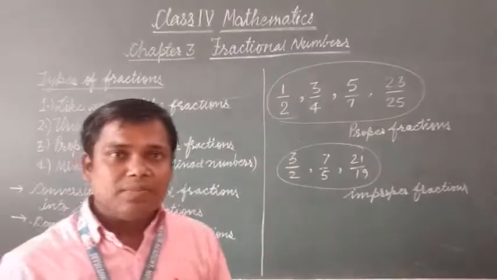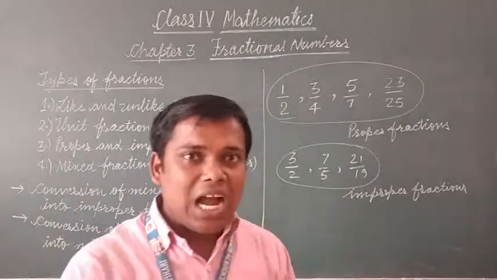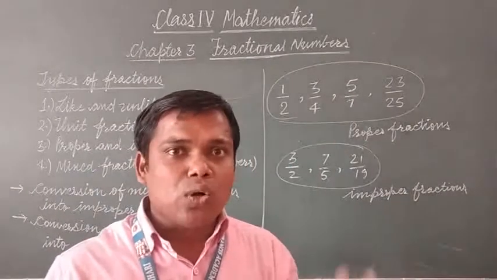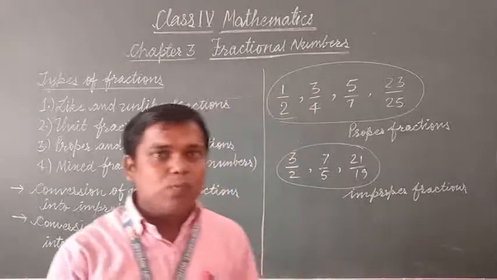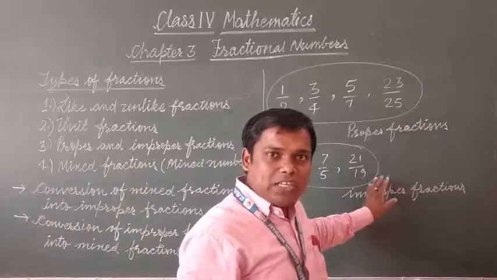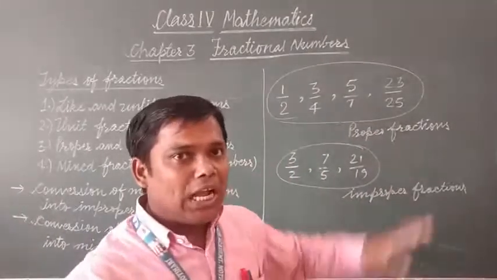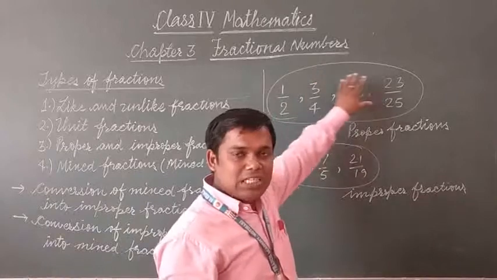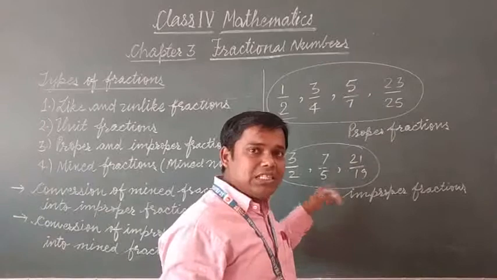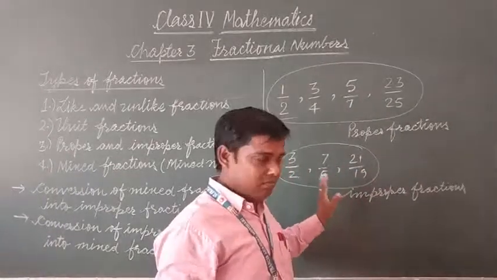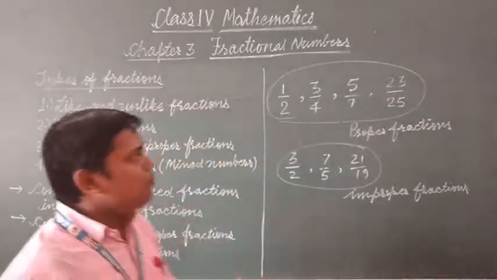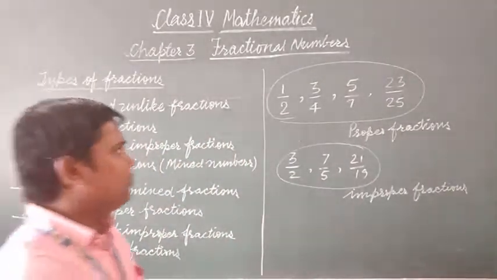So the definition is that if fractions have numerators greater than denominators, they are called improper fractions. So if a group of fractions is given and you are asked to choose the proper fractions and improper fractions, you can easily choose by looking at the numerators. If numerators are smaller than denominators, then fractions are proper fractions, and if numerators are greater than denominators, then fractions are called improper fractions. The next type of fraction is mixed fraction.